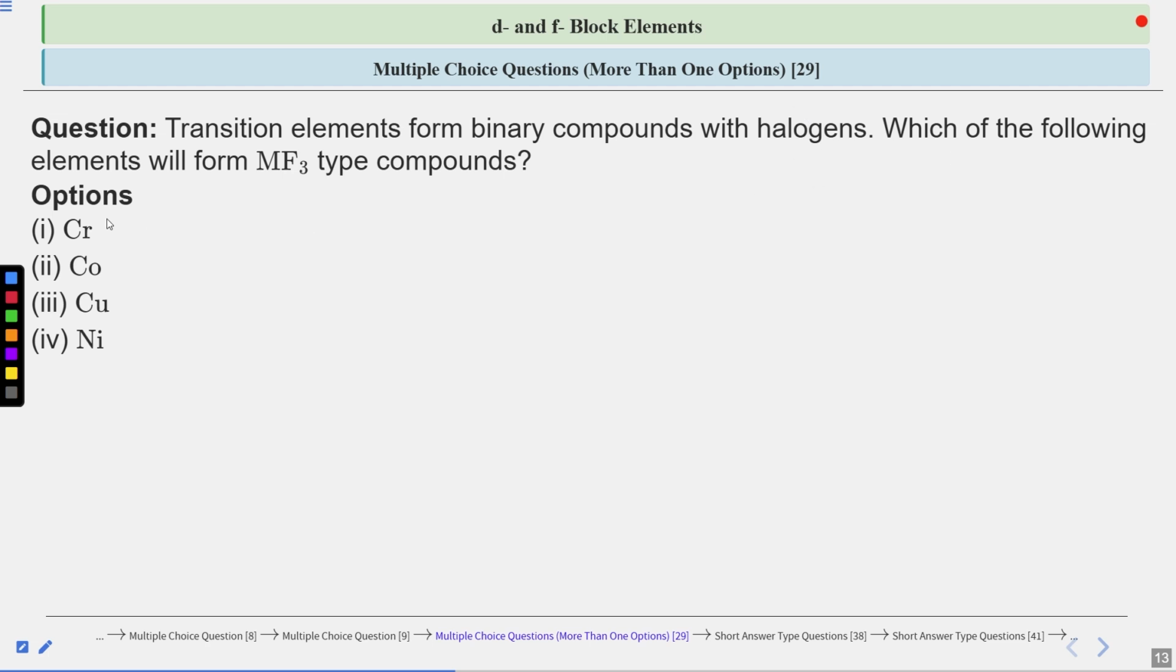Now, which of the following elements from the options will form MF3, where F is the halogen fluorine? MF3 type compounds, which element will form them, that you have to tell. The options are chromium, cobalt, copper, or nickel. You are given some time, try to solve this, and then we will see which option is going to be our correct answer.